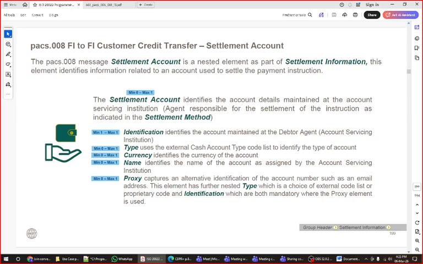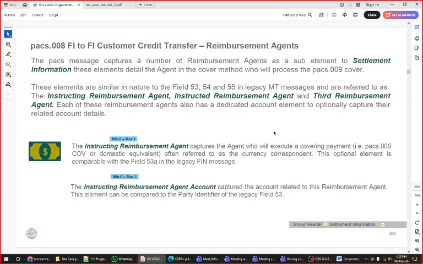Okay, this is the settlement account method. Now the next ones are instructing reimbursement agent and instructed reimbursement agent. This is very similar to your concept of fields 53, 54, and 55. What are 53 and 54? Do you remember? They are like middle agents, particularly the sender's correspondent and the receiver's correspondent, 53.